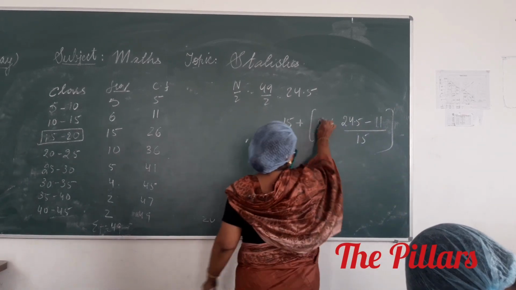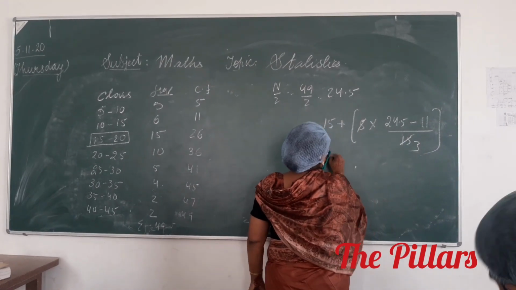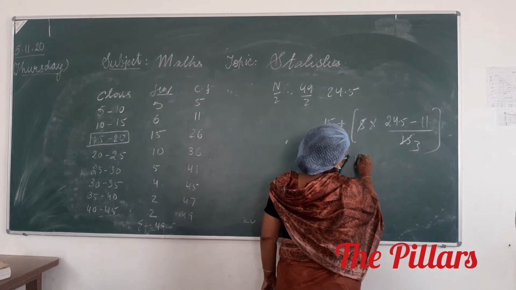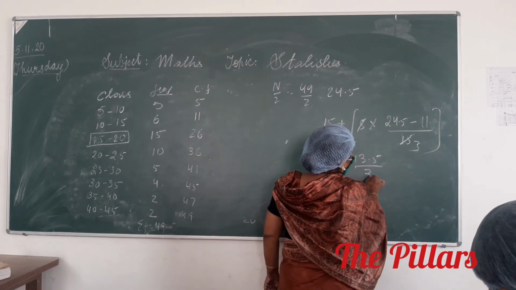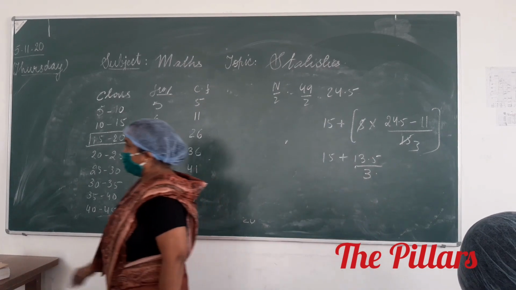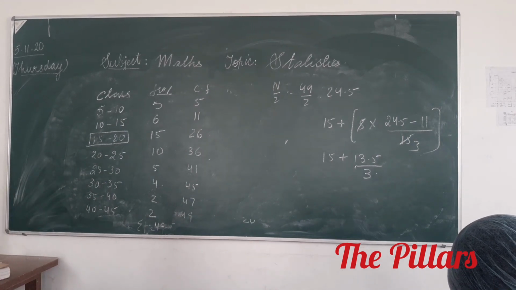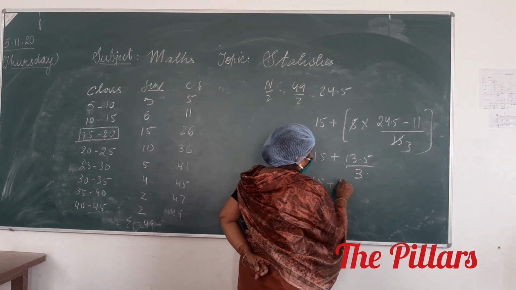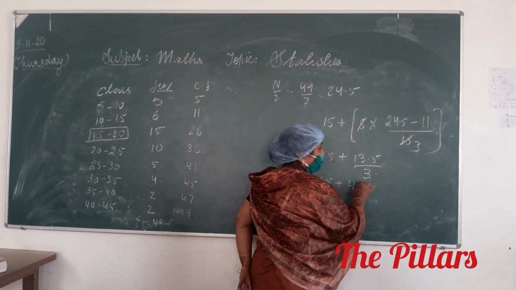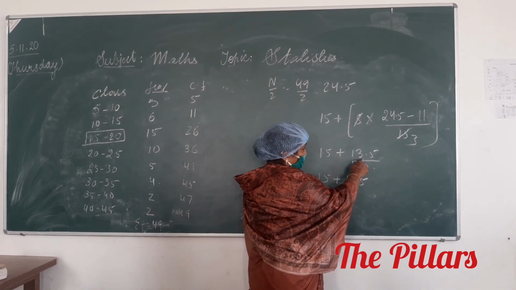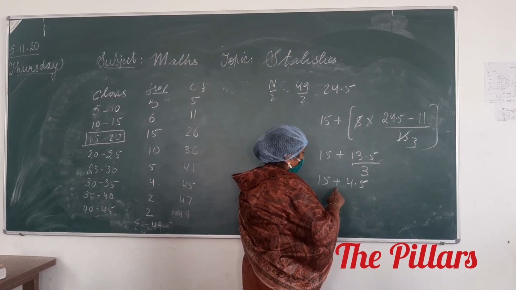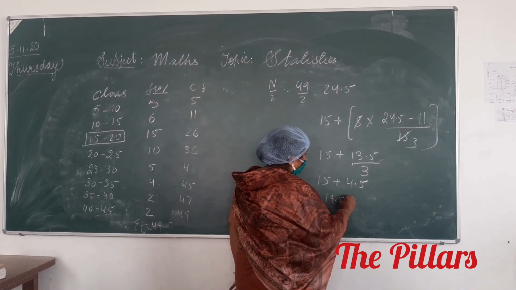That's it. This goes by 3 times. And 15 plus this will be what? 3.5 by 3. Calculate this. Plus, how much did we get? 3 4s are 12 and 4.5. Yes or no? Then you will add it. What is that? 19.5.